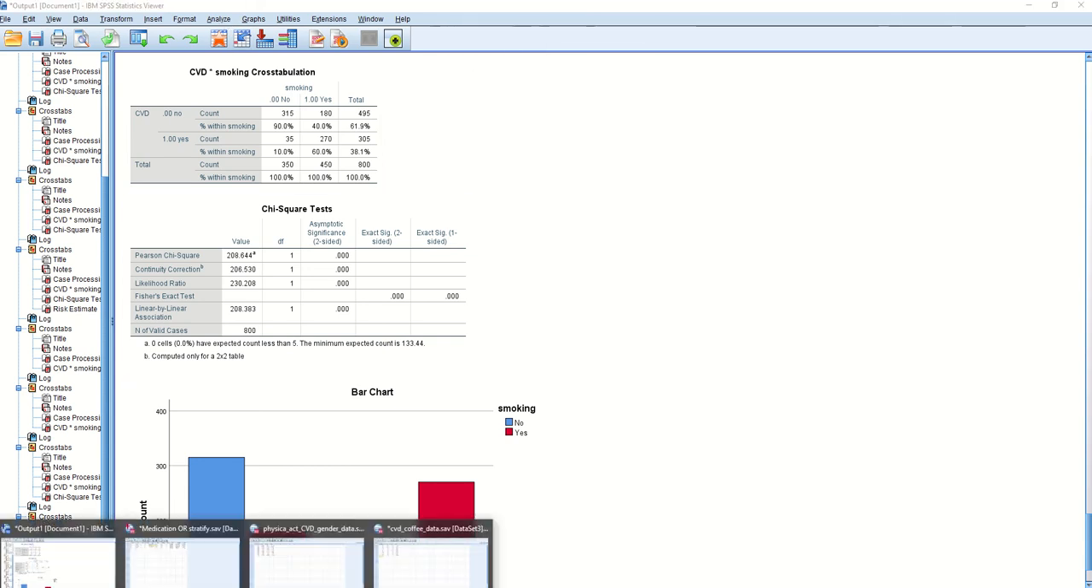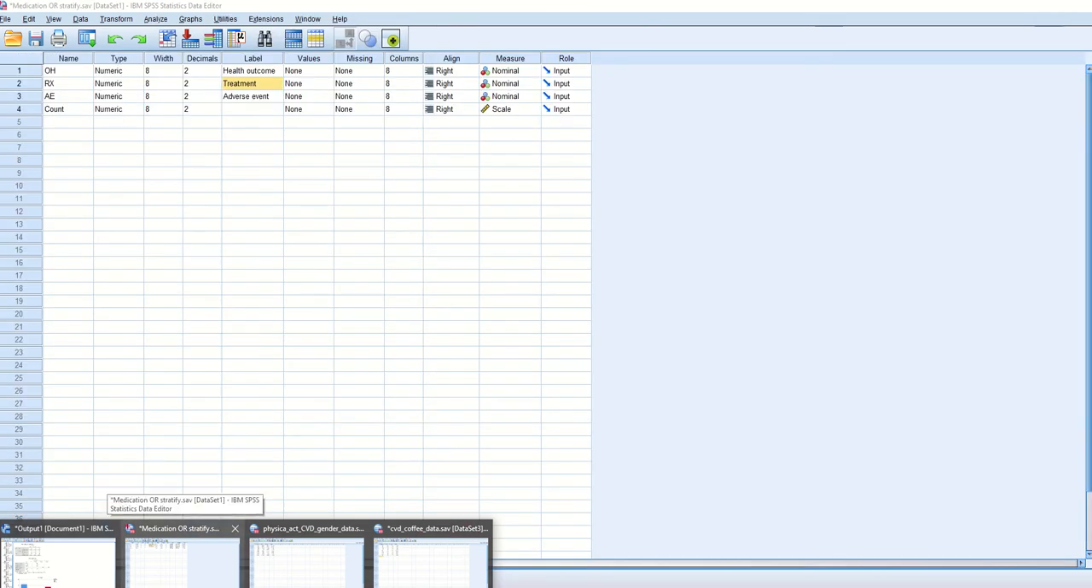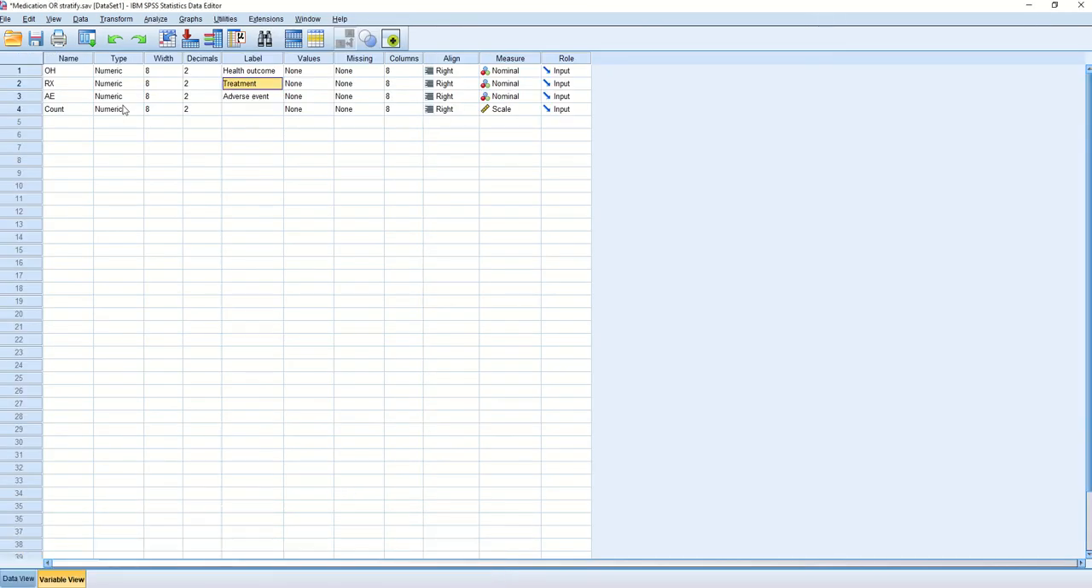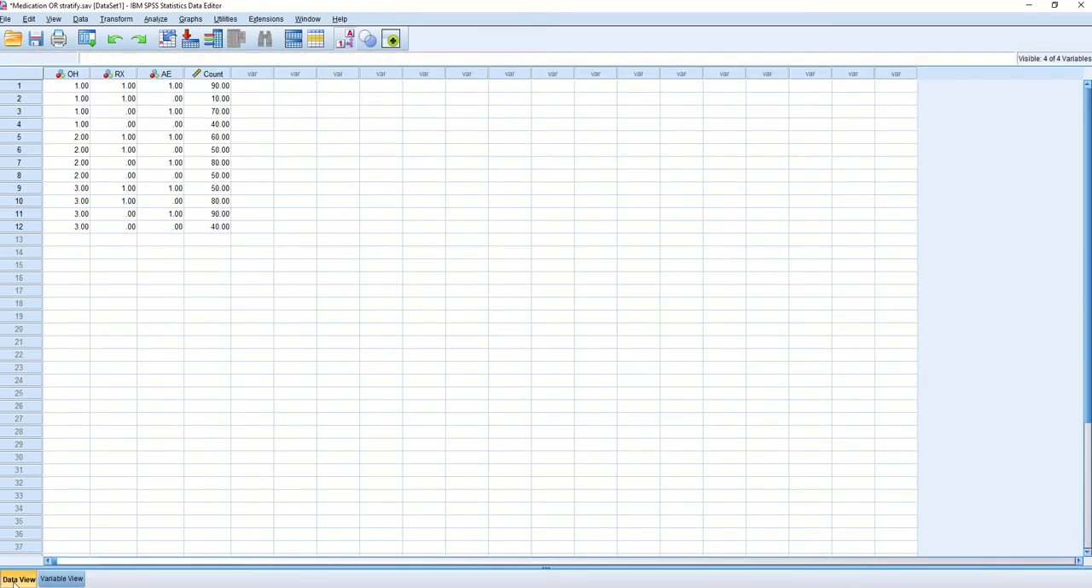I'm going to look at another data set that you also have on SPSS, on Blackboard, and it's called the medication OR stratify. This data set is set up the same as the one that we were looking at. It has three variables and it has a count representing the actual weight. Now, RX, I think, is whether they're taking the medication or not, and AE, I think, is adverse event. I don't remember what OH is, and I think it's like the health condition. Maybe there are three different types of health condition.